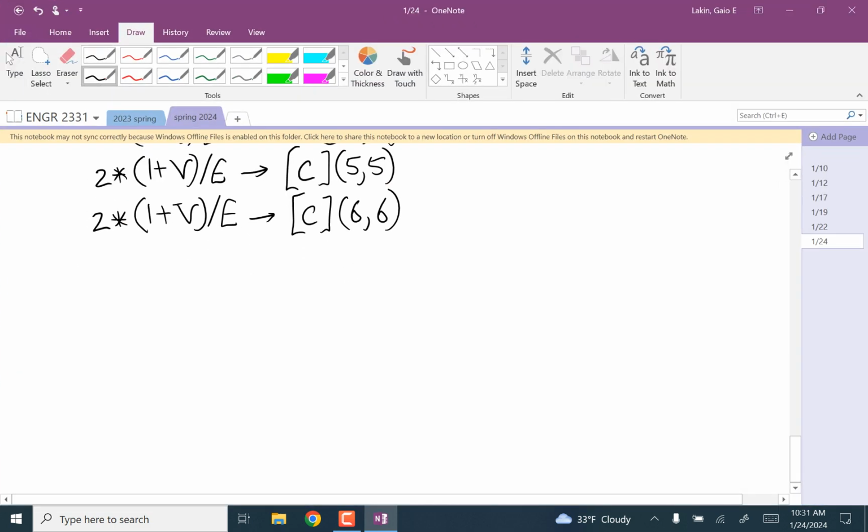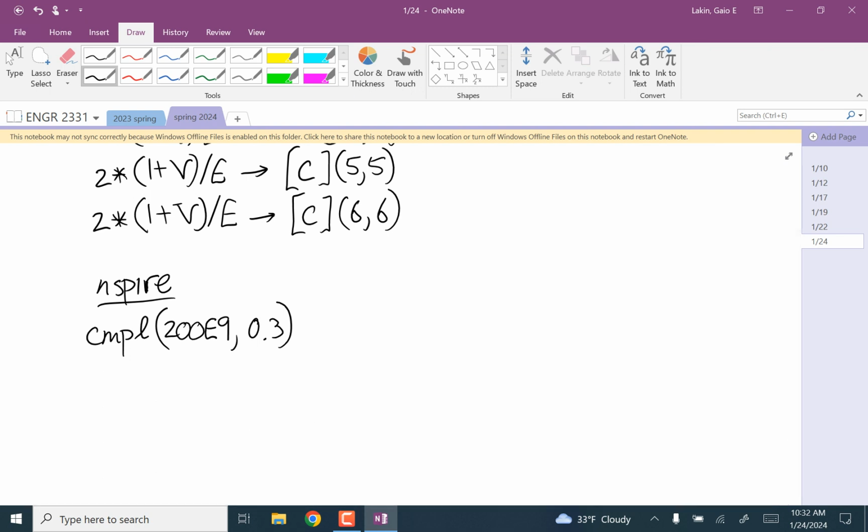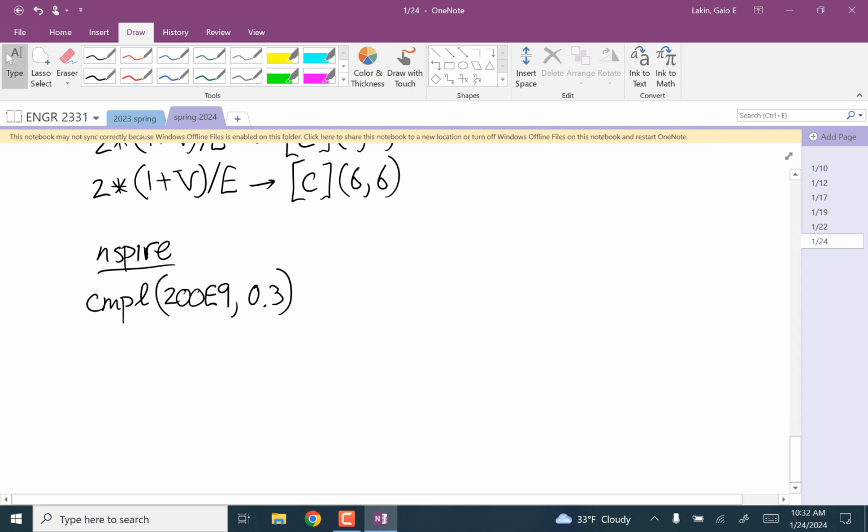Okay, so let's call compliance matrix. For everybody that doesn't have a TI-89, let me do it one by one. So for the Inspire, to call this function, you're going to type in CMPL, parentheses. Let's use 200 times 10 to the 9 for steel, 0.3, and hit enter. And you should get a matrix out.